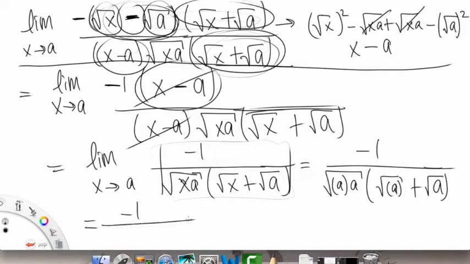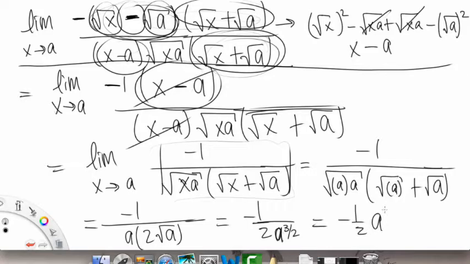So this is -1 over, and then we have square root of a squared. So that's just going to be an a here, okay? And then we have a 2 times the square root of a. That's what we get. So this is basically 1 over 2 times a to the 1 1/2 power, so the 3/2 power, okay? So another way to write that is just -1/2 times a to the -3/2. And this final thing here, that's our formula for f prime of a.